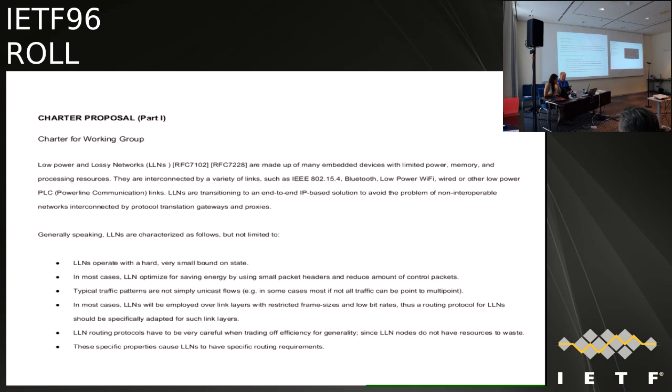So there's still the original text. Low power and lossy networks are made up of embedded devices, etc. They're interconnected by a variety of links, etc. So that is still very old text, which has all been there. Then we have, generally speaking, LLNs are characterized as follows, but not limited to. Has anybody additional comments on those points that we have here? Operators in hard state, bound state, optimized for saving energy. Traffic patterns are not unicast flows, mostly. Yes, Karsten.